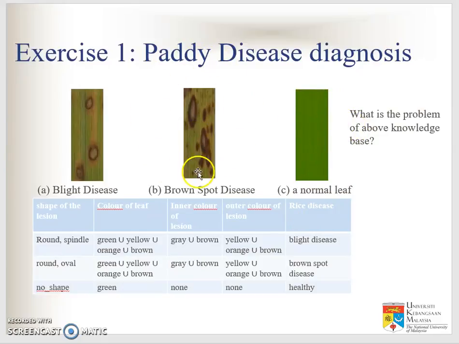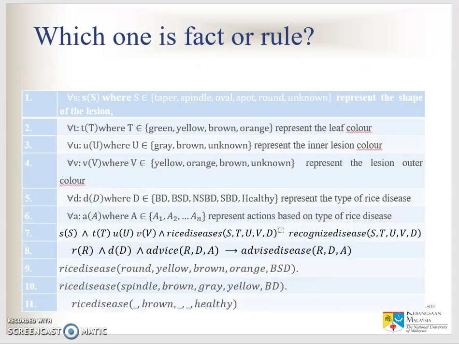This is a brown spot disease, so you can see that the lesion is actually oval, and some is round. And the color is a bit different. You can see that the line is thicker. For blight disease, it's more round or spindle, and the edges, the line is not that thick. So you need to tell this information to your expert system so the expert system can tell the difference as what the expert does.